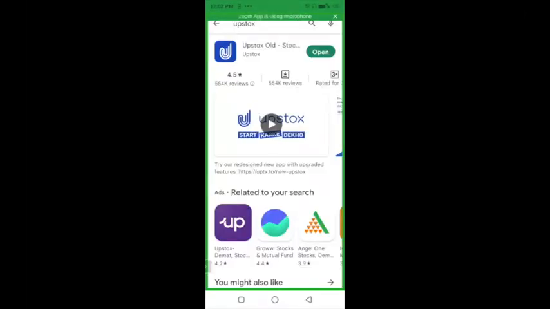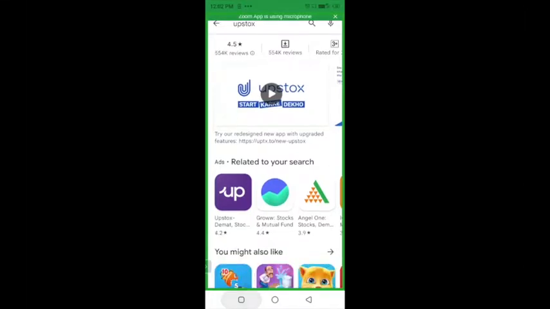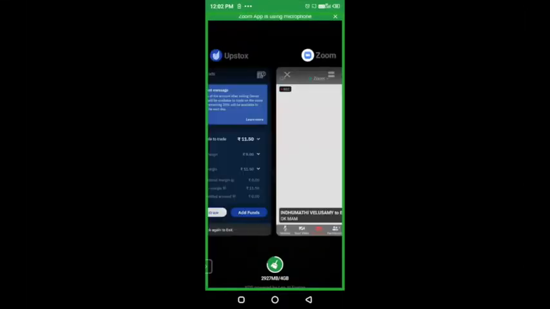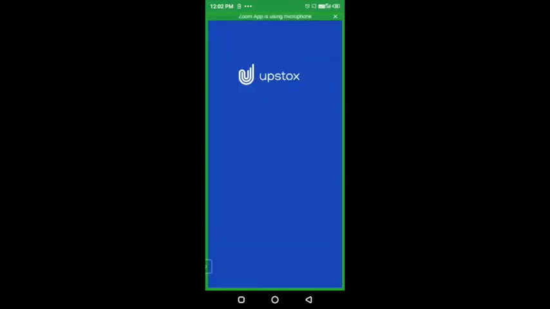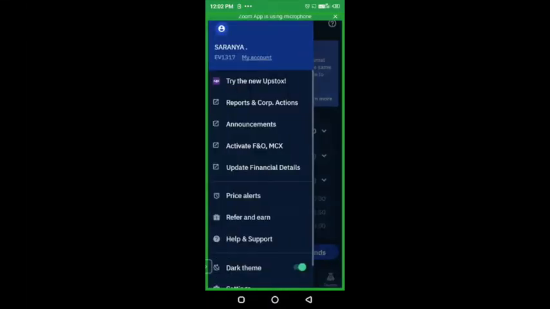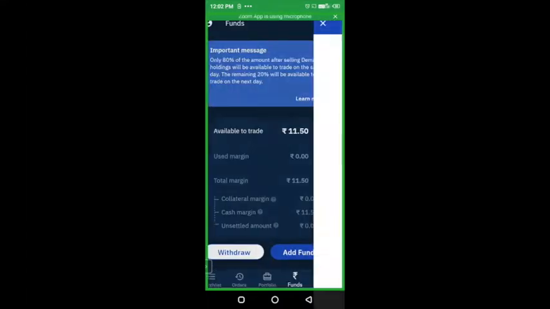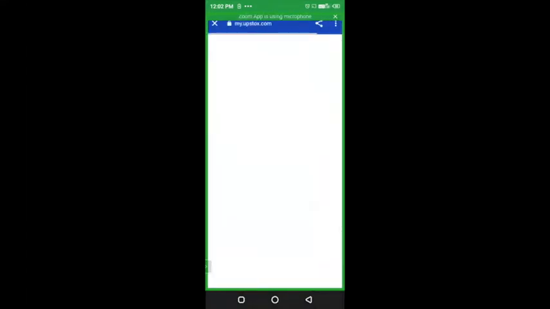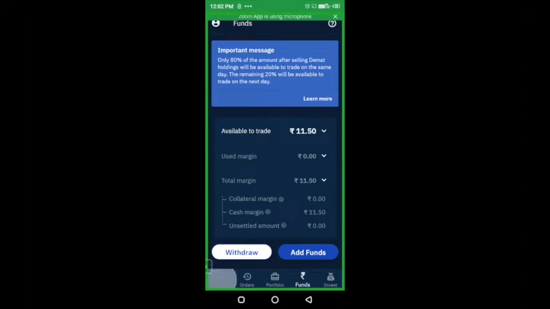Okay, first of all, in the Play Store, you will see this UPSTOX app, UPSTOX Old. You have to download this, and after which you must have got your login details in your mail. After you finish opening your account, you will get your login credentials, using which you will have to log in with your client ID, that is your ID, as well as your password, and you will have to log in to your UPSTOX account.